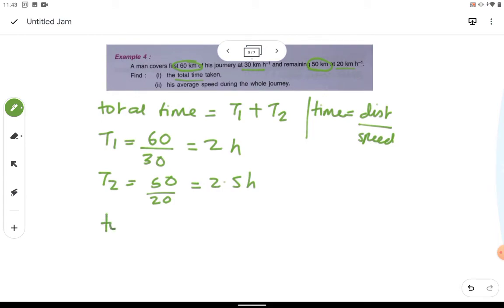So total time is 4.5. Okay, remember that total time is 4.5 hours, and then we can rub this part off.